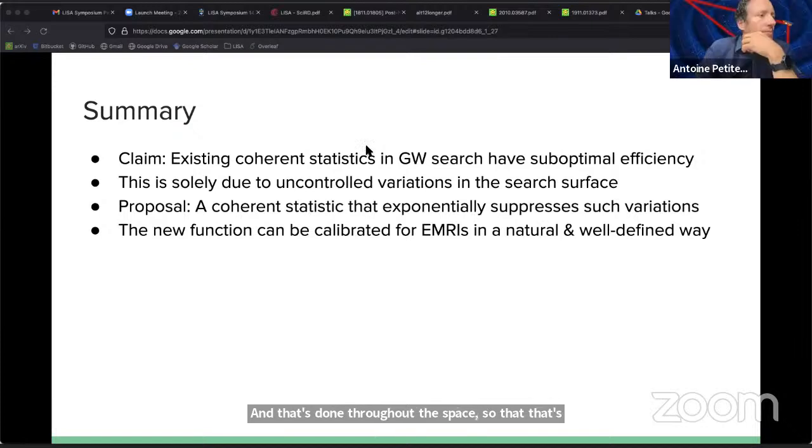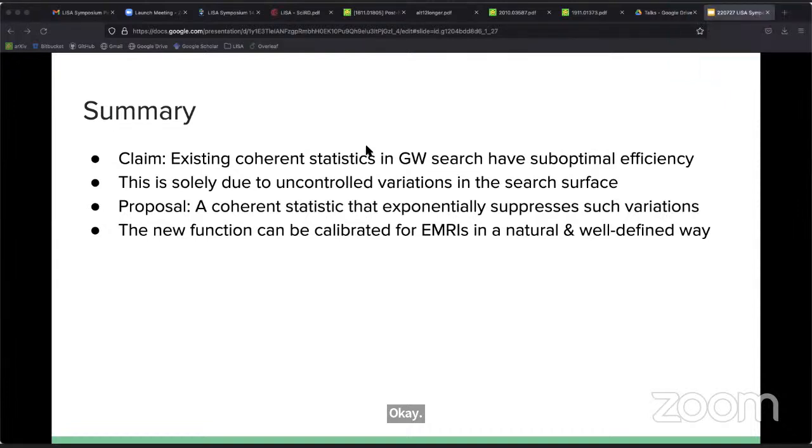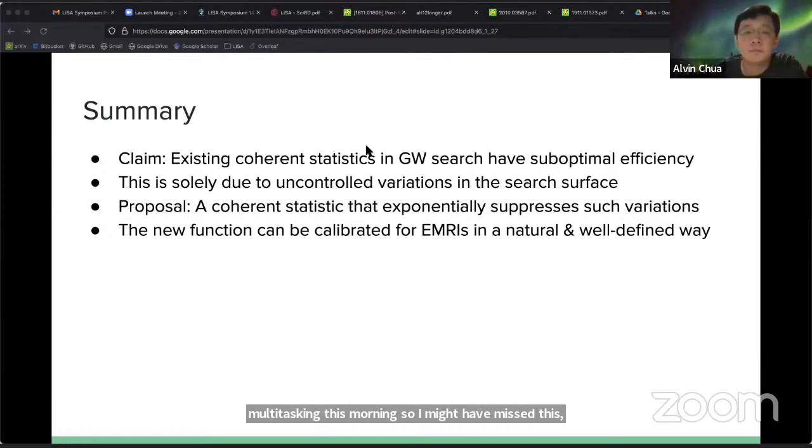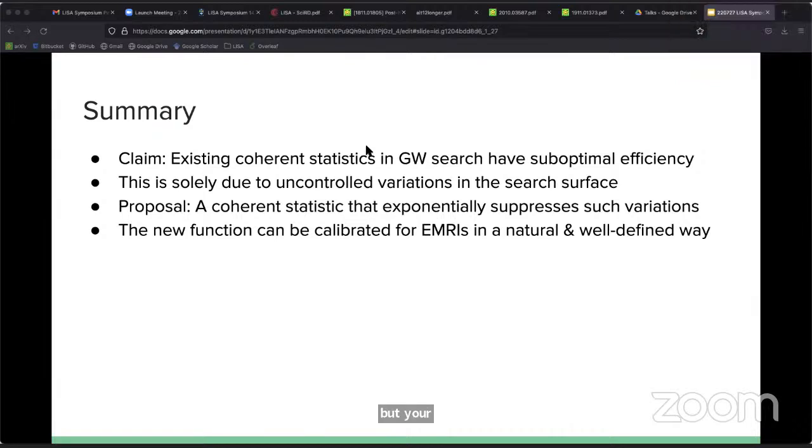Okay. Tyson, you have a question? Yeah, preface that I had to be multitasking this morning, so I might have missed this. But your replacement of the standard statistic with this new function, is that purely for the sake of sampling efficiency, or does this effectively replace the likelihood as part of the thing that you are sampling over? Right.